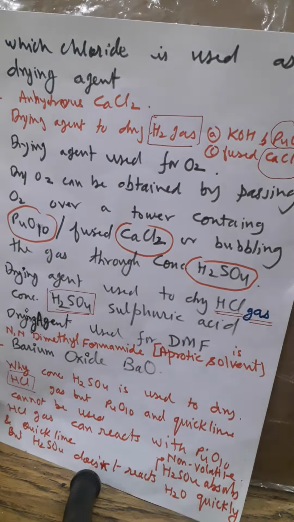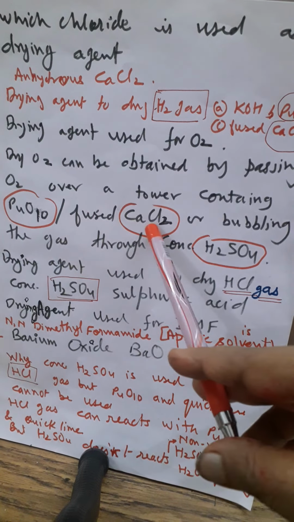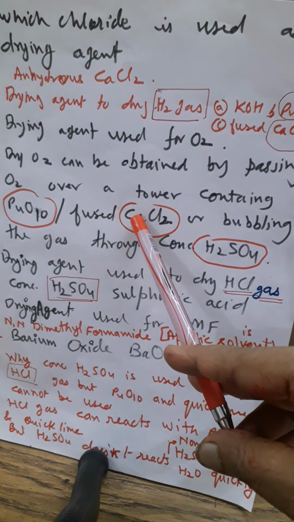Now, drying agent used for oxygen gas. So which reagents can be used? P4O10, CaCl2 and sulfuric acid. Remember that P4O10 and CaCl2 are used in most of the cases, and conc H2SO4 is also present somewhere.